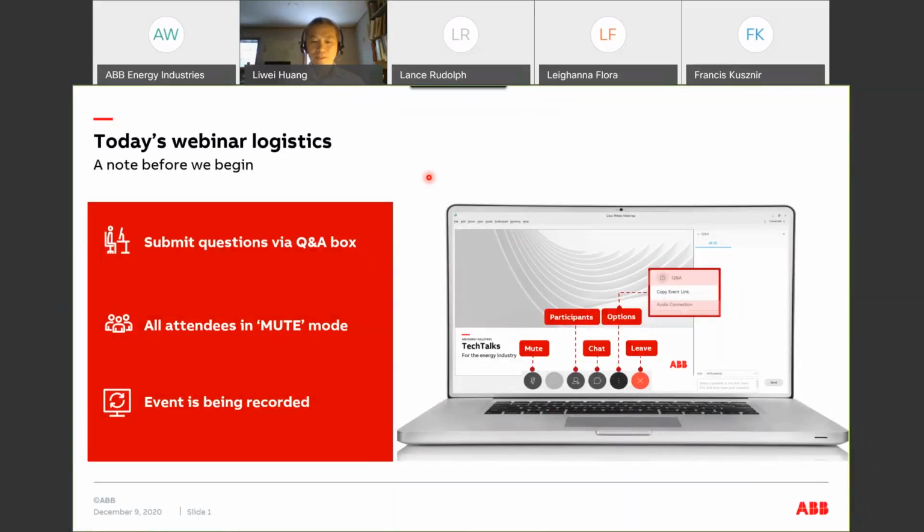So today we're presenting optimizing plant performance with data analytics, loop performance monitoring, or LPM. My name is Liwei Huang. My colleague Lance Rudolph and I will be presenting today's Tech Talk.